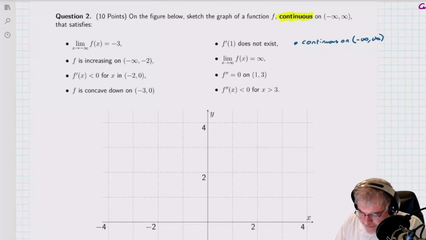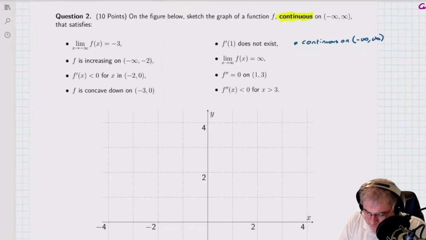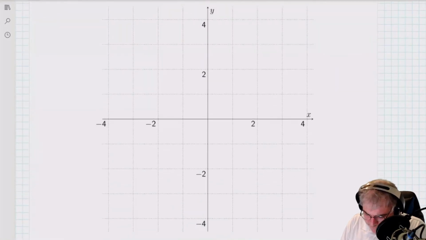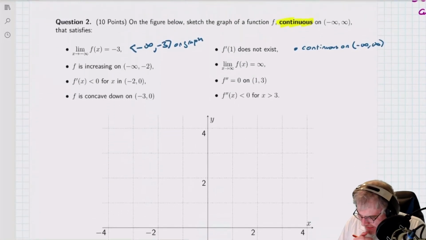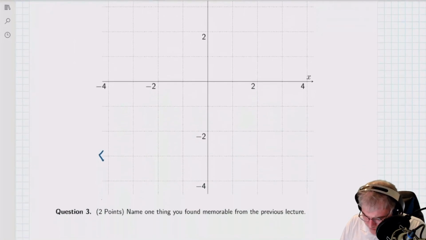All right, so let's look at these conditions and see what we've got here. We've got that negative infinity, negative 3 is on the graph. Let's slide down there to negative infinity on the x, negative 3 there. I'm just going to stick an arrow right there. I've got increasing on negative infinity to negative 2. So from negative infinity to negative 2, I have to be getting bigger.